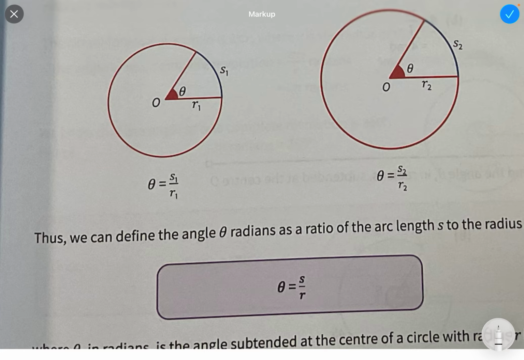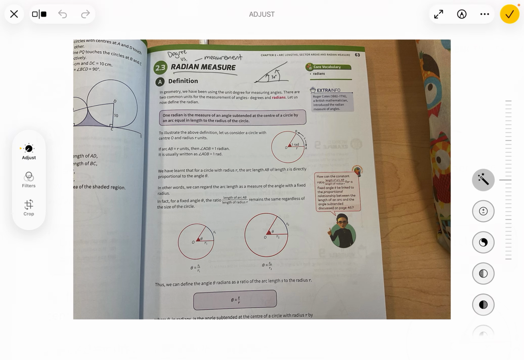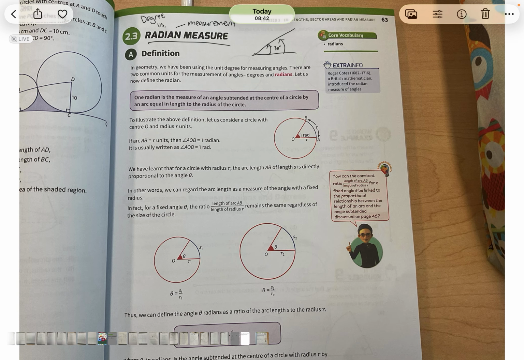Okay, it is just using your proportion. Something multiplied by how much, the other side must multiply by the same amount. Something divided by how much. But I must remember this first one: pi radian is 180 degree.